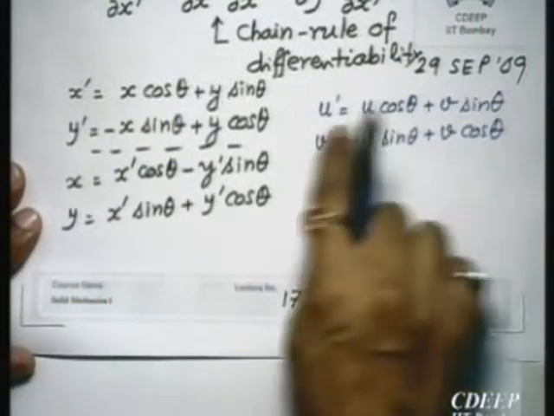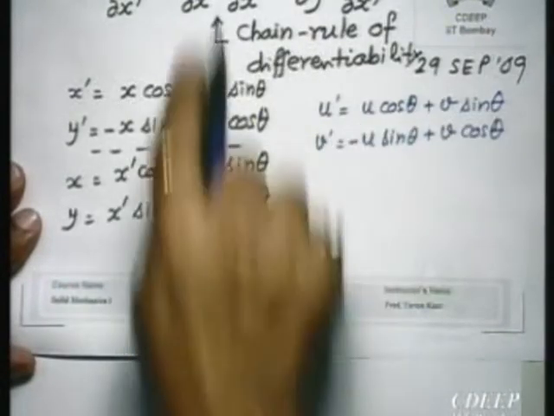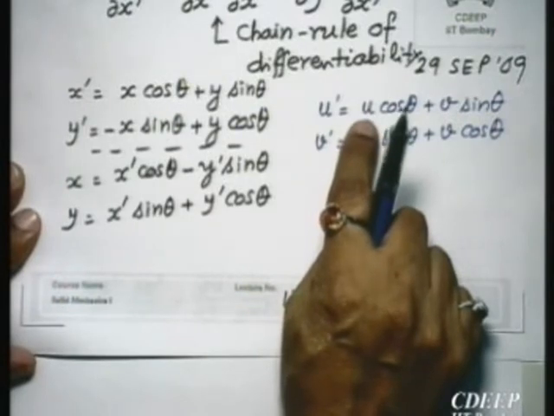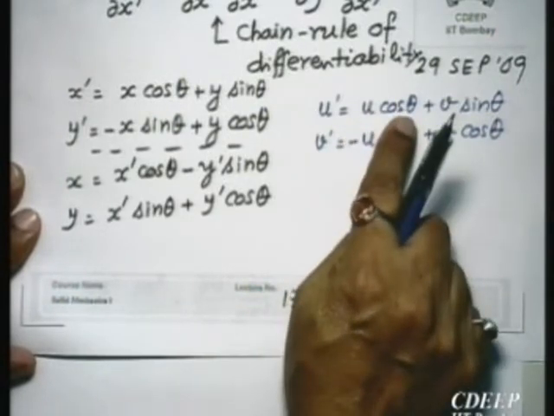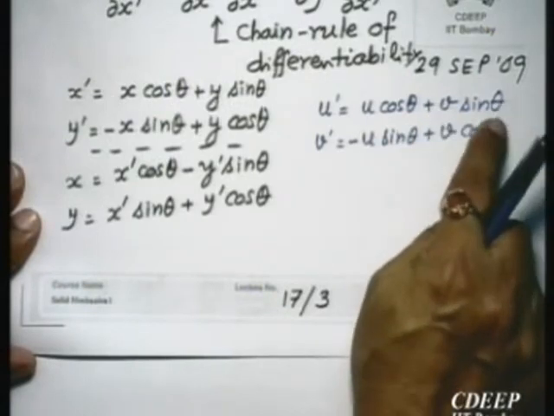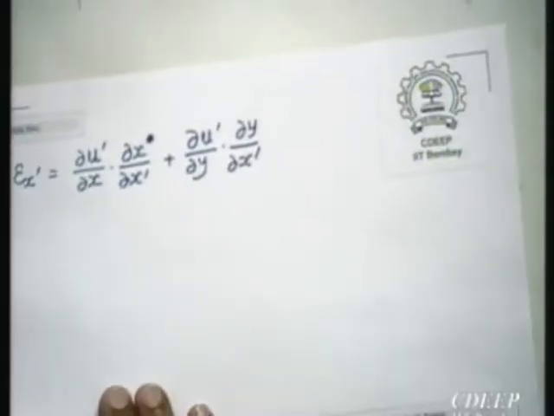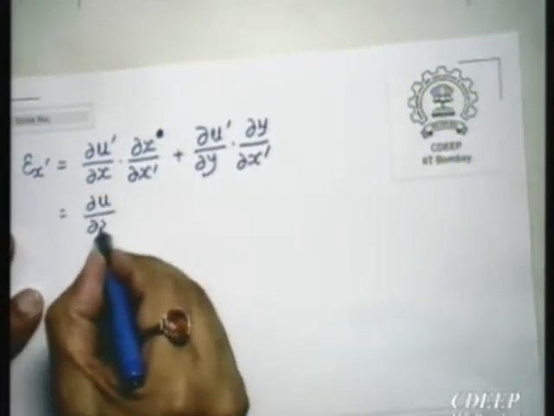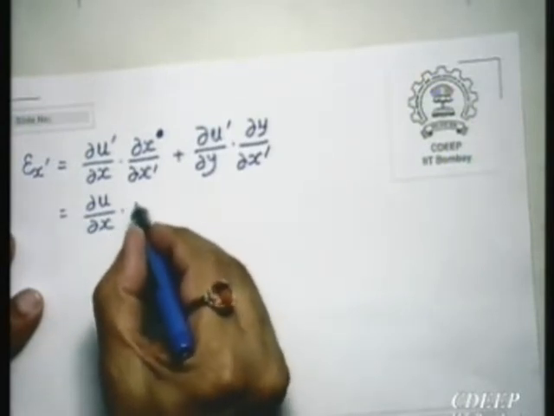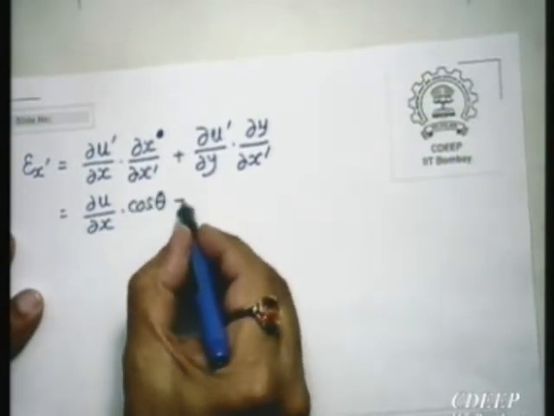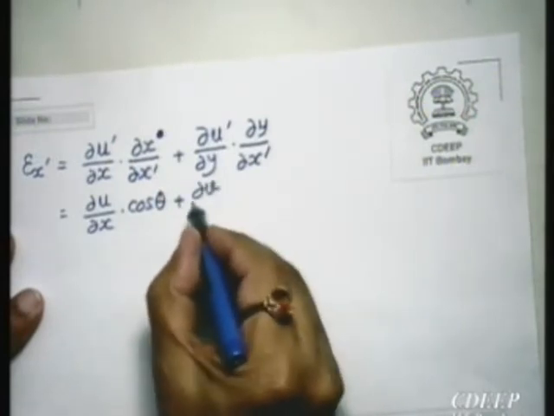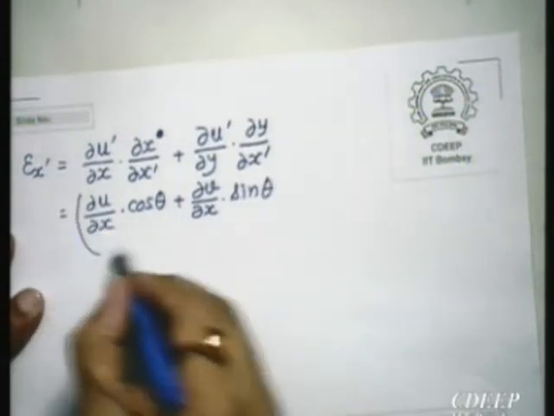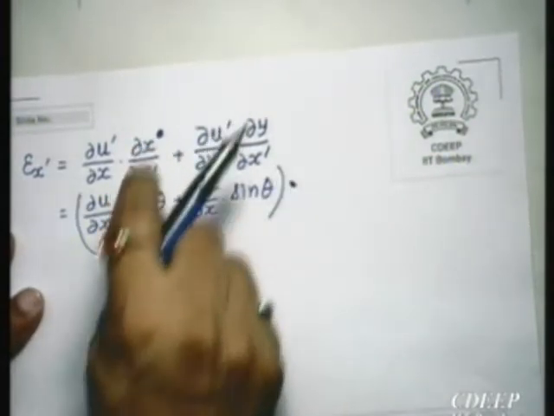Du dash by dx, here first is this part, du dash by dx. So, it will be du by dx into cosine theta plus dv by dx into sin theta. So, du by dx into cos theta plus dv by dx into sin theta. Now, this is only one part, multiplied by dx dash.